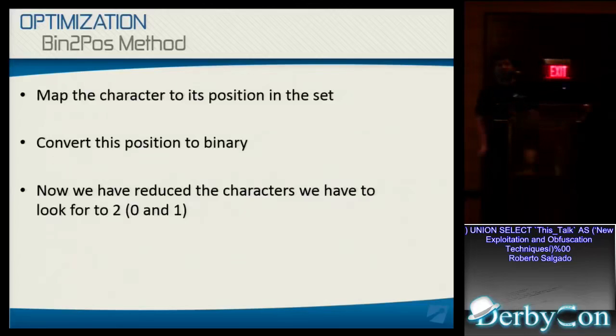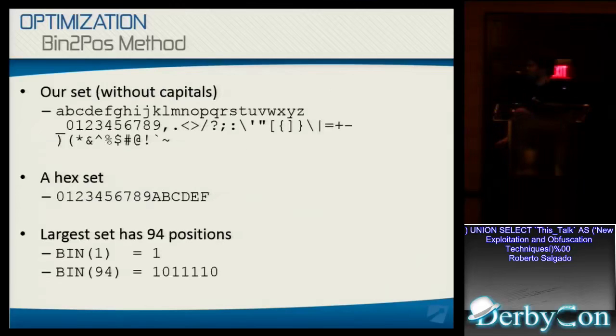So instead of having to look for maybe 94 characters, which would be like 32 to 126 or something, we only have to look for 2 characters. Is it 0 or 1? Because we're converting that position to binary. Because a larger set will mean more requests for characters that are towards the end of the set, we can specify our set. So if we know we're retrieving maybe an MD5 hash or password, we could just use a hexadecimal set.